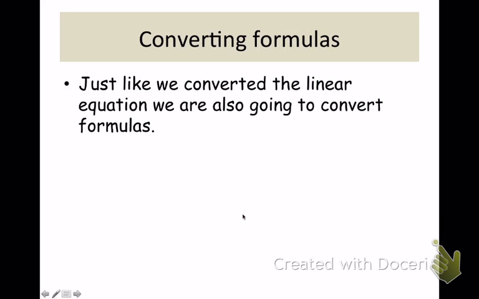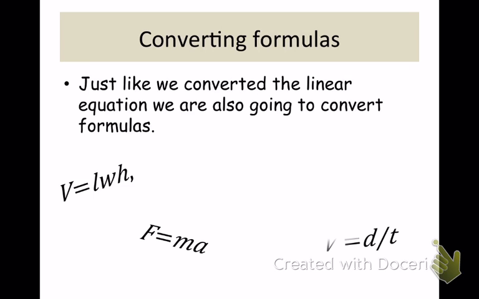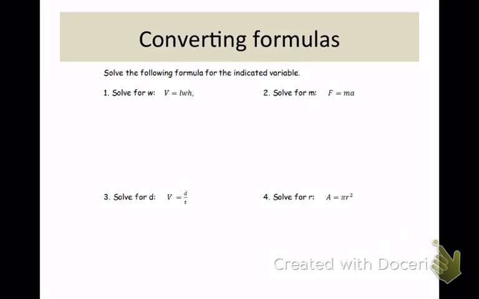So converting formulas. Just like we converted the linear equation, we're also going to convert formulas like this one. Volume equals length, width, and height. F equals ma, that's a physics formula. V equals d over t, which is velocity equals distance over time. Circumference equals 2 pi times radius. Area is equal to pi r squared. Some of these formulas you'll see in physics or in geometry in the following years. But we should be able to manipulate these equations. So we're going to start off with these 4.